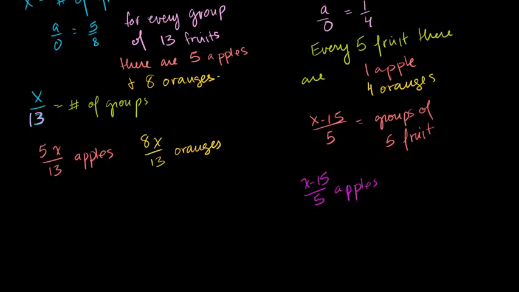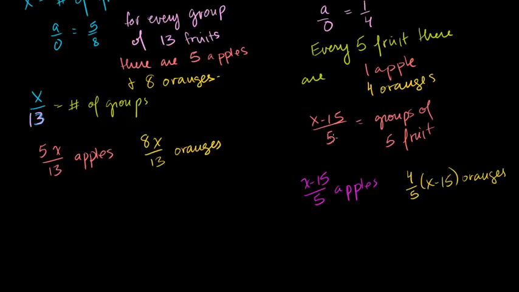And then how many oranges am I going to have? For every one of these groups, I'm going to have 4 oranges. So I'm going to have 4 times this many oranges. So we could write that as 4 over 5 times (x minus 15) oranges. Right? That's just 4 times the number of groups of 5 fruit.